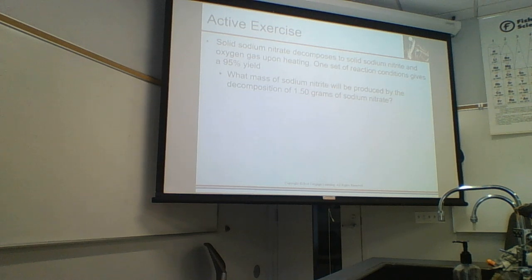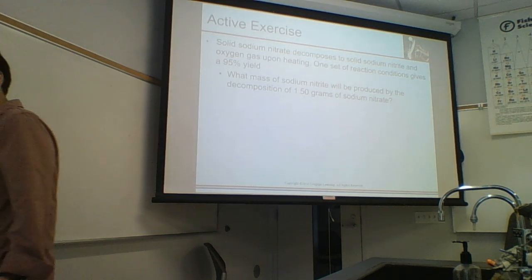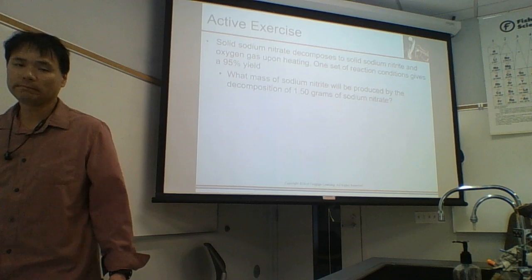Okay, so let's go ahead and do that. And then we have a 95% yield. The 95% yield, we need to make that into a conversion factor. So 95% yield means that we're going to have 95 grams of actual yield for every 100 grams of theoretical yield. And so this is the actual yield of sodium nitrite over theoretical yield of sodium nitrite. And so we're going to use that somewhere here in the final step.